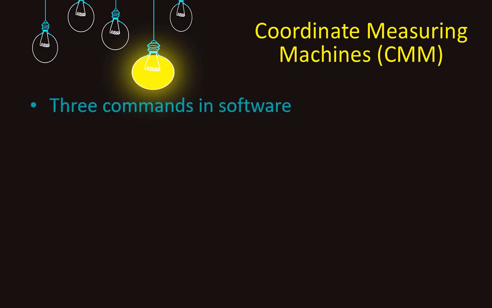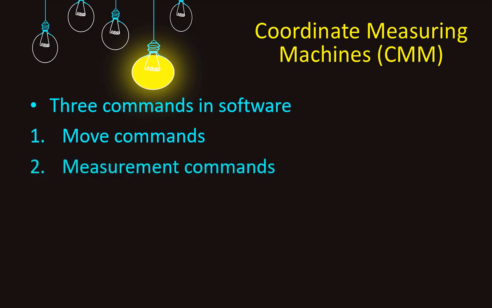Now there are 3 types of command in the software of a CMM machine. The first one is move commands. Move commands direct the probe to the data collection points. The second one is measurement commands. Measurement commands result in the comparison of distance traversed to the standard built into the machine for that axis. And the third one is formatting command. Formatting translates the data into the form desired for the display or printout.